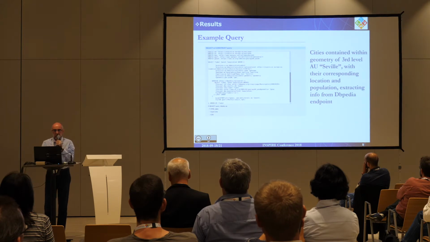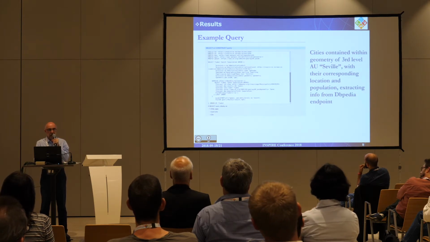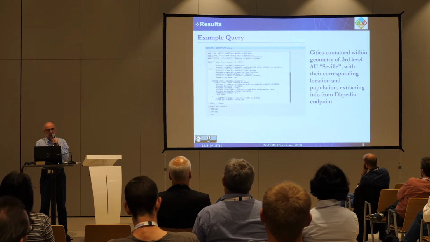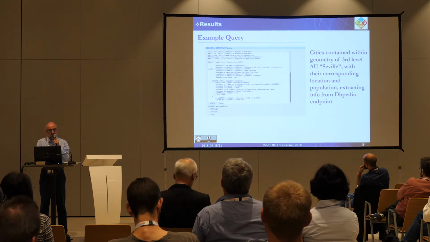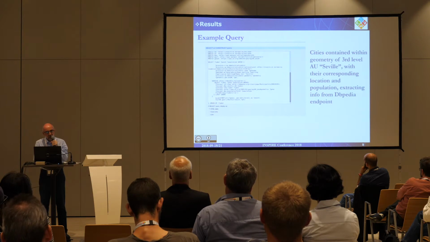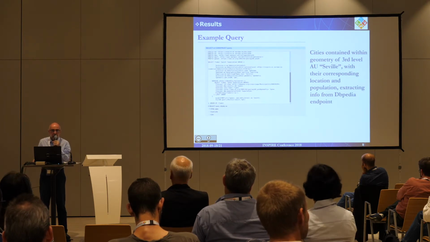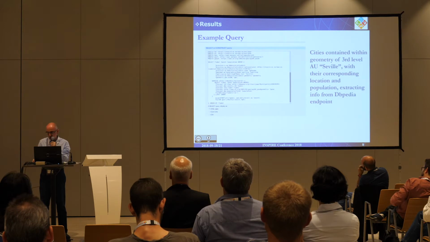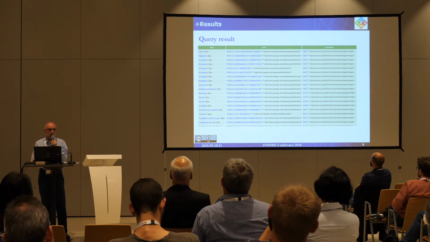Here you can see a query example. I'm looking for cities contained within the geometry of the province of Seville, which is a third level administrative unit in Andalusia. And I'm looking for these cities with their corresponding location and population, extracting the attributes, location and population, from the DBpedia endpoint. You can try to read all the query. It's not too difficult to identify all the terms of the query. And you can see the result with a list of cities with population and coordinates.